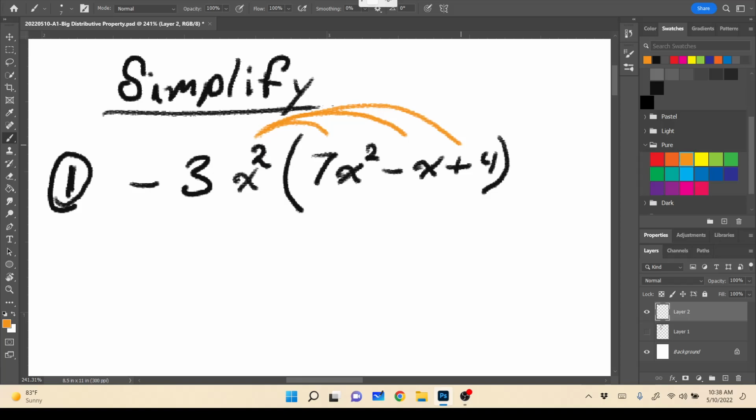So for the coefficients, the numbers in the front, we just multiply them. So what's negative 3 times 7? Negative 21. And then x squared times x squared is x to the 4th power. If we have like bases multiplied, we add the exponents. That's right. And then negative 3 times negative 1 is positive 3.